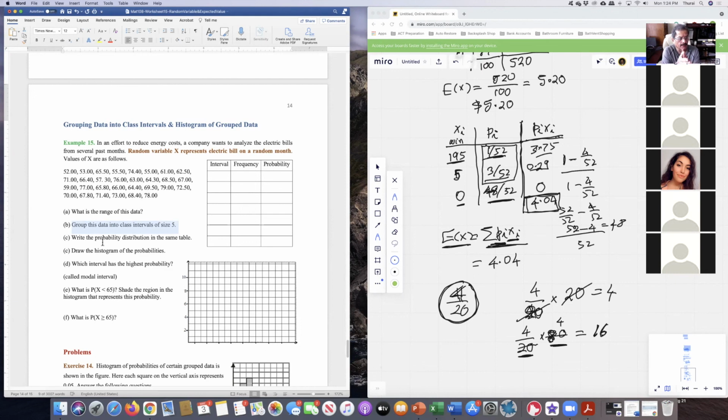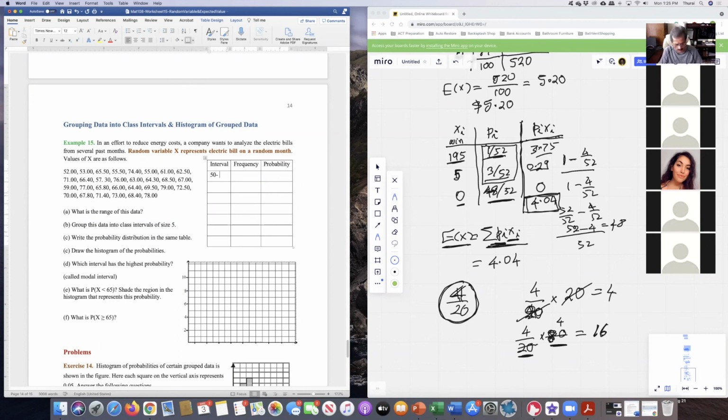So you write intervals in the first column. 52 is your lowest number, as you can see. So you don't want to start your interval at 52. You want to start at 50. A whole number is always the best idea. This interval is going to go from 50, and the size is going to be 5, so it ends at 55. If you write 55, it's not wrong. Some books actually write that.